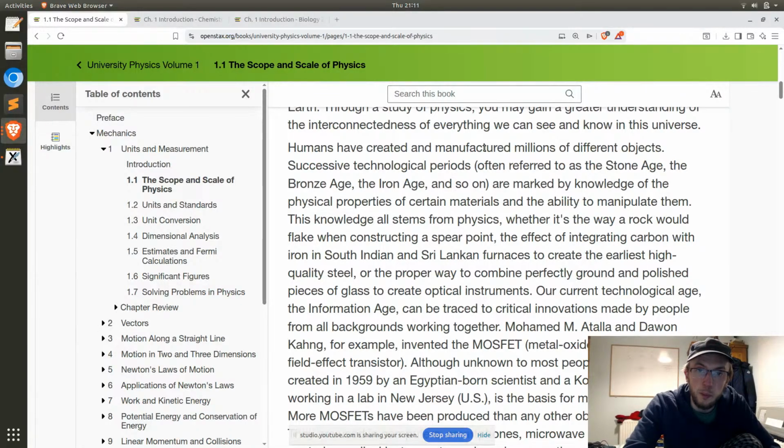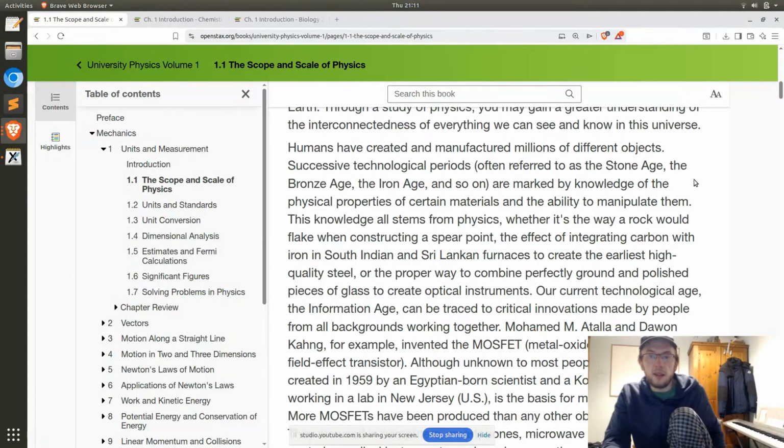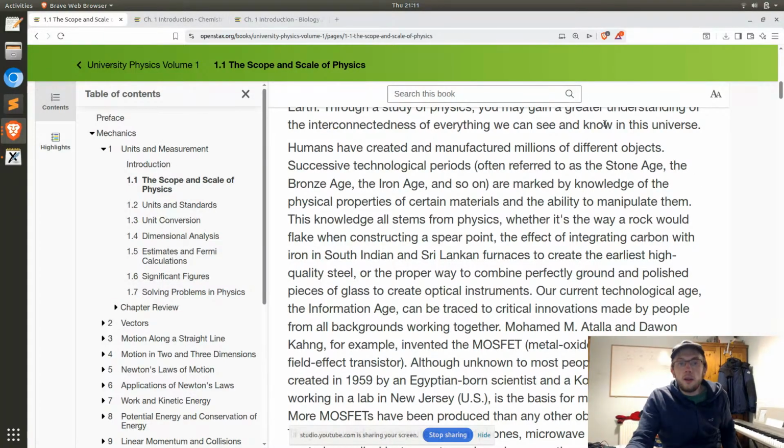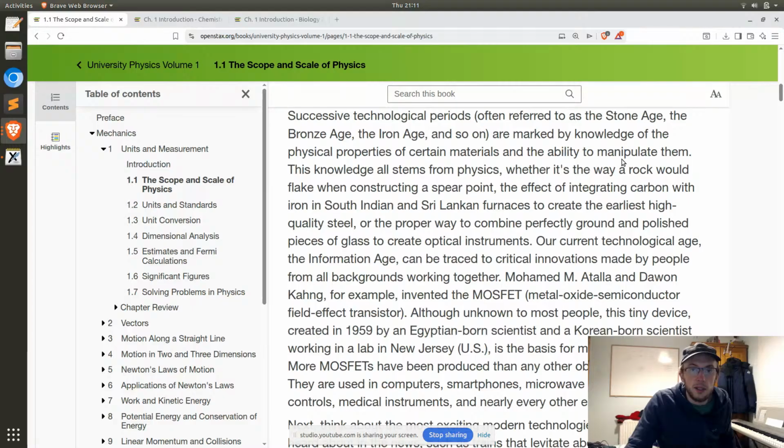Successive technological periods, often referred to as the Stone Age, the Bronze Age, the Iron Age, and so on, are marked by knowledge of the physical properties of certain materials and the ability to manipulate them. Not everybody accepts this tripartite division of history, but I do understand why they're raising it here. It's just an example of the kind of objects that we can manipulate, the materials that we can.